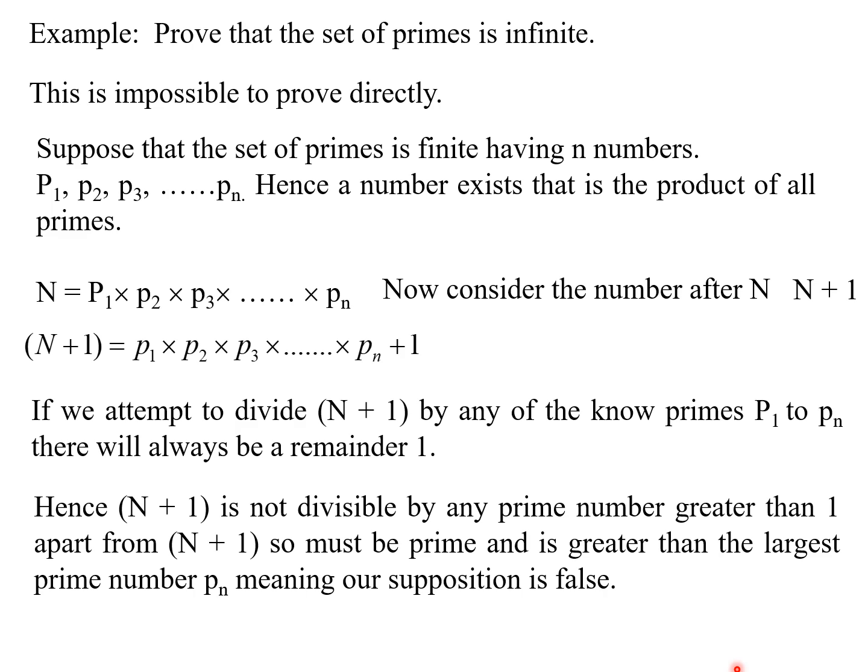Therefore, the original statement, which is the proof that the set of prime numbers is infinite, stands, and P1 times P2 times P3 up to Pn is not a finite set of all the primes. Hence the set of primes is actually infinite.